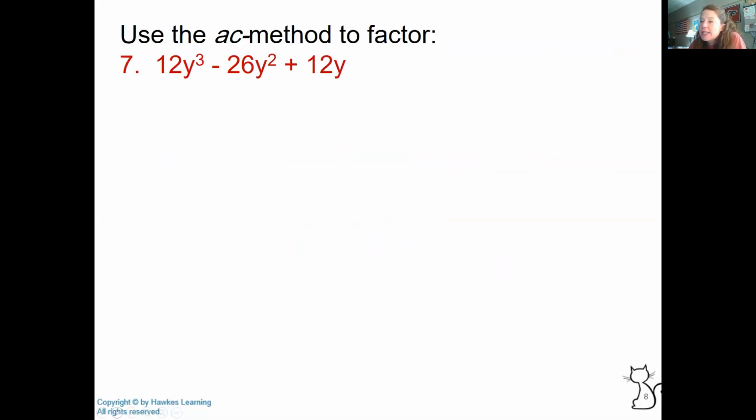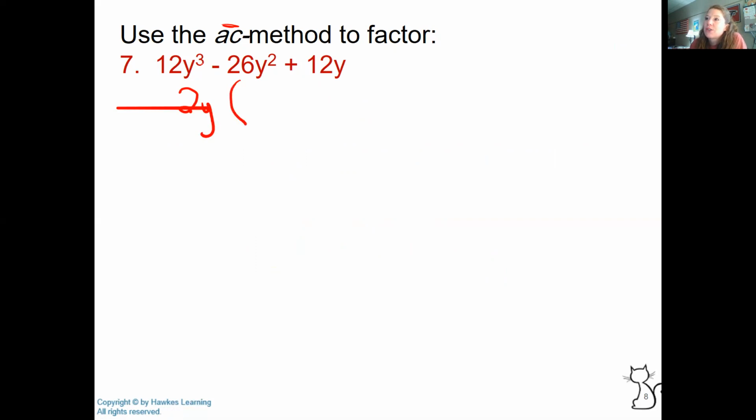All right, so on number 7, before I even start with the AC method, I want to see, do these 3 terms have anything in common? What could I divide all 3 terms by? So I see that they're all even numbers and they all have a y. So 2y is going to be my greatest common factor. So I'm going to bring out that 2y.